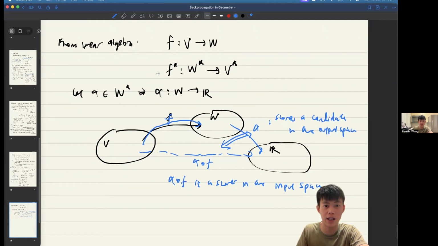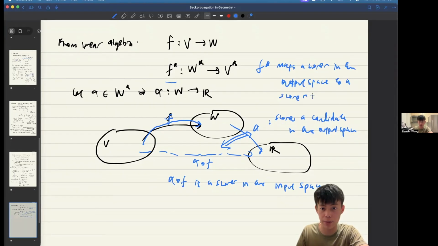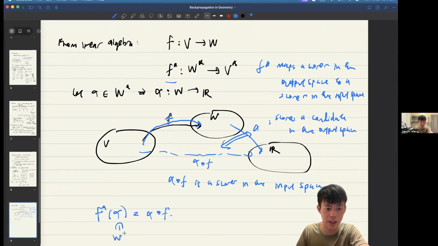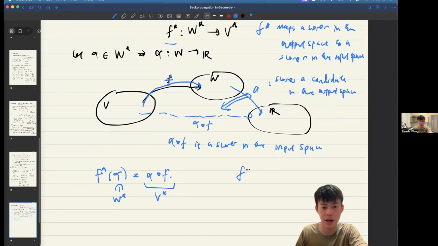And that is precisely f star, right? f star maps a scorer in the output space to a scorer in the input space. By definition, f star of alpha will be equal to alpha composed with f. Alpha is something that lives in the space of scorers of the output space, which is W star. And this alpha composed with f is a scorer in the input space, so it lives in V star. So f star is precisely going from the dual space of W to the dual space of V.